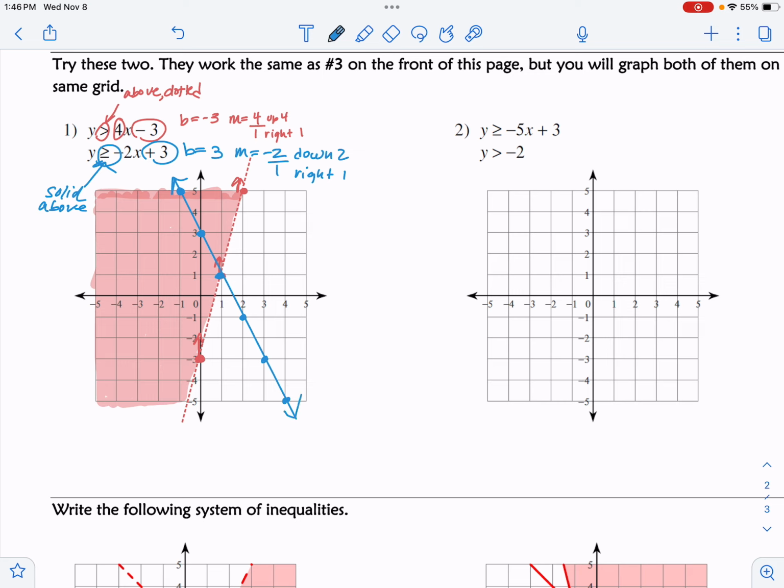Okay, and so to shade above this line, my arrows would be pointing up.